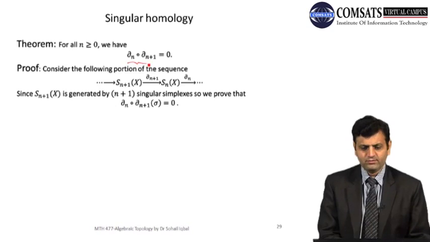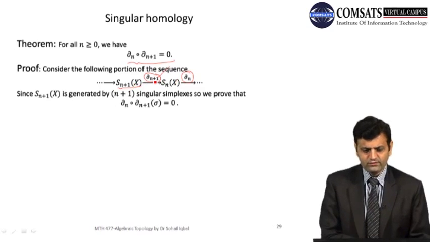So we want to show that this composition is 0. In other words, when we apply this ∂n+1 on the elements of Sn+1(x), and then apply ∂n on those elements, the composition is 0. Since these are homomorphisms, I just need to prove the result for some generator of Sn+1. So I just need to take a sigma from Sn+1(x), where sigma is basically an (n+1) singular simplex.